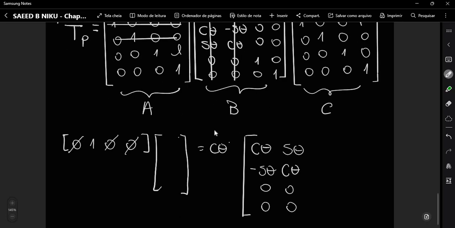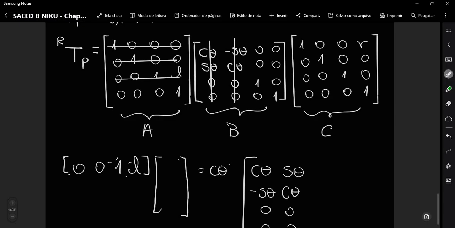Okay, now this line 0, 0, 1, L, and right here cosine of theta, sine of theta, 0, 0. And so we got right here 0 times cosine of theta, 0 times sine of theta, 1 times 0, and L times 0. So it's all 0. This element is 0.